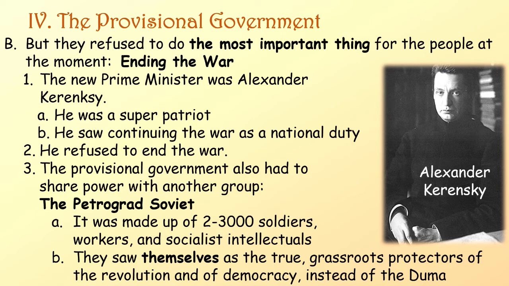The new prime minister was Alexander Kerensky, and he was a super patriot, and he saw continuing the war as a national duty. So he refused to get Russia out of the war. The Provisional Government also had to share power with another group, the Petrograd Soviet. This group was made up of about 2,000 to 3,000 soldiers, workers, and socialist intellectuals, and they saw themselves as the true grassroots protectors of the revolution and of democracy instead of the Duma.